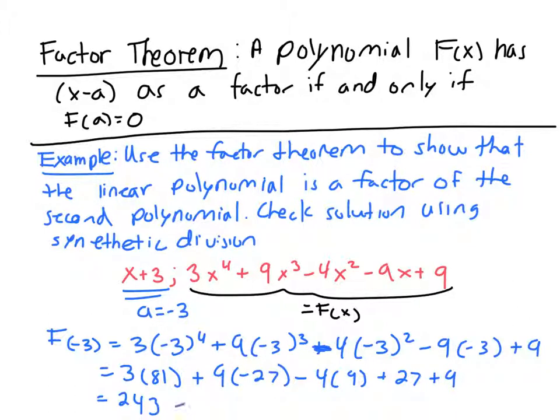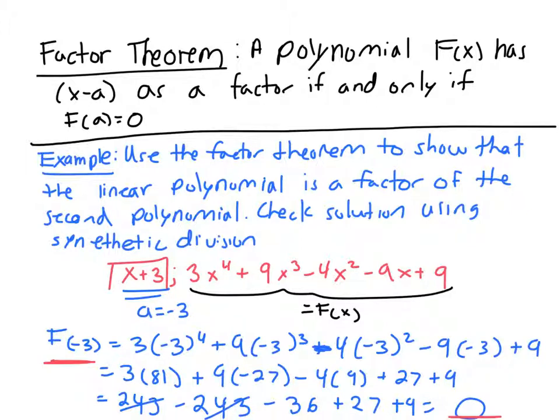243. Go ahead and check this math yourself. You can pause the video and check it. Minus 243 minus 36 plus 27 plus 9. Okay, these cancel. 27 plus 9 is 36, so that's negative 36 plus 36, which is 0. So f of negative 3 equals 0. That proves, using the factor theorem, that x plus 3 is a factor of this polynomial.